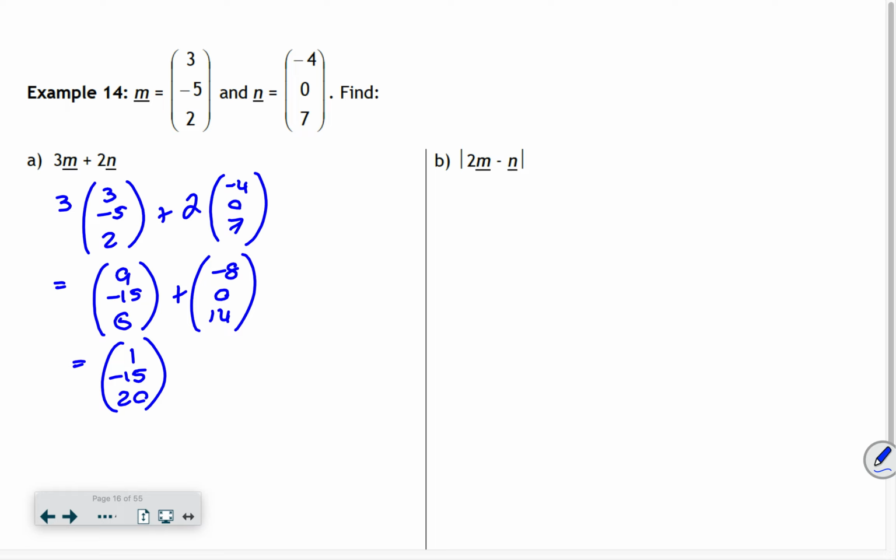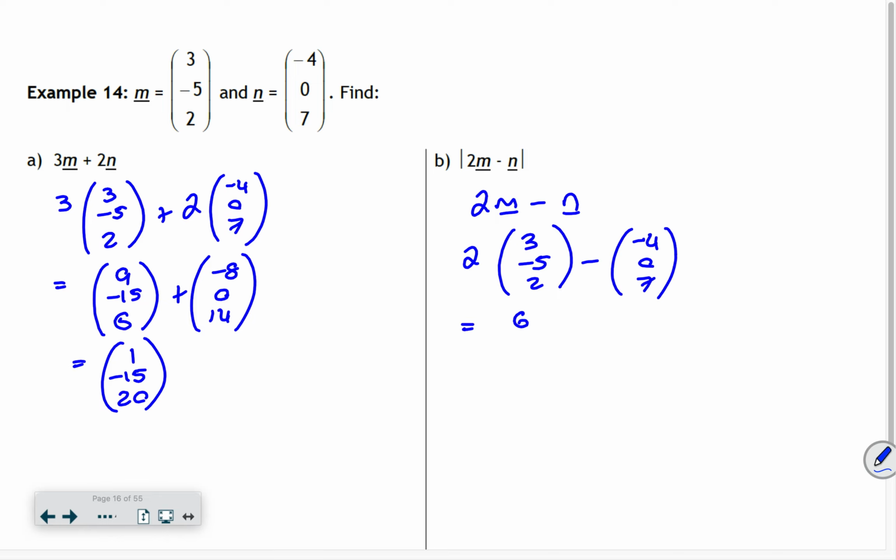Then to find the magnitude of a vector, so this one is 2m minus n. So let's work out what 2m minus n is first of all. So that's going to be 2 times vector m, which is 3, minus 5, 2, minus vector n, which is minus 4, 0, 7. So that's going to be 6, minus 10, 4, take away minus 4, 0, 7. So it's 6 plus 4 is 10. Minus 10 take away 0 is minus 10. And then 4 take away 7 is minus 3.